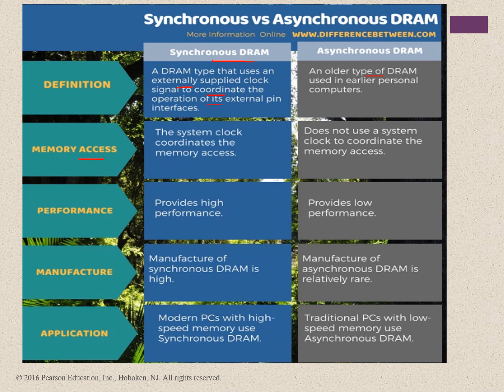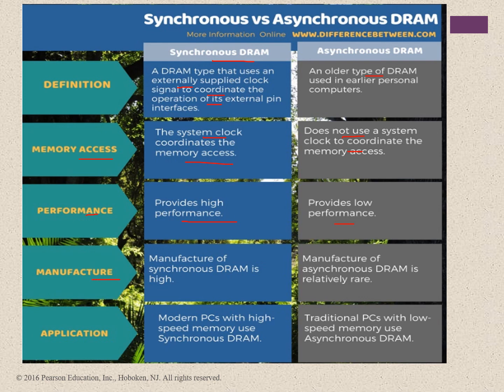Memory access: system clock coordinates with the memory access in synchronous DRAM. But in asynchronous DRAM it doesn't use the system clock. Performance: synchronous DRAM provides high performance. Here in the asynchronous, it is of low performance.